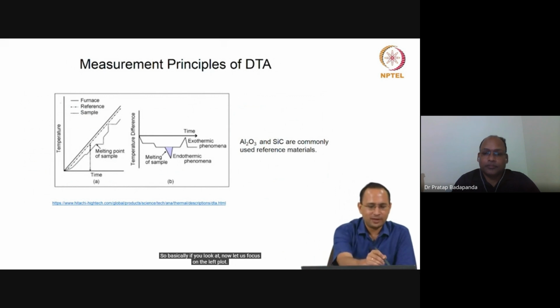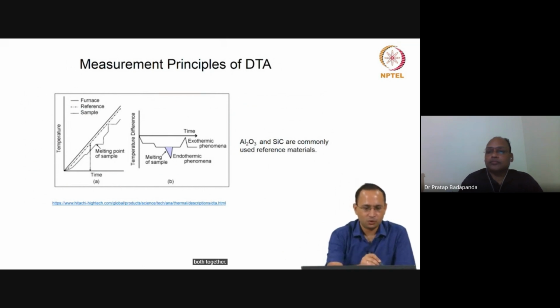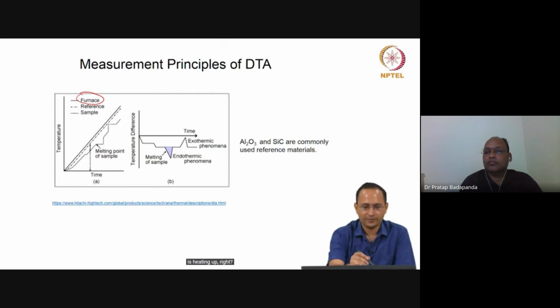So let's focus on the left plot. What we are doing here is we have plotted temperature versus time. You have a furnace, for an example, with a sample and reference. Now you are heating both together. So first look at the furnace temperature. We have programmed our heating rate in such a way that it increases linearly. So you see that solid line shows you how the furnace is heating up.